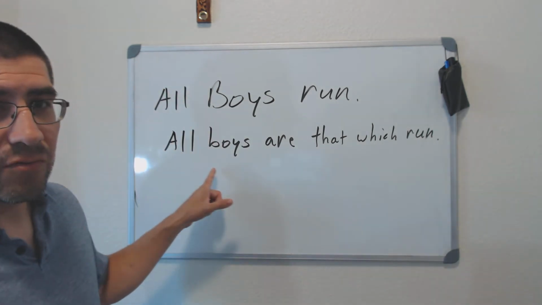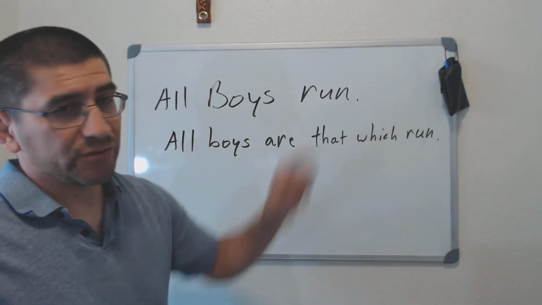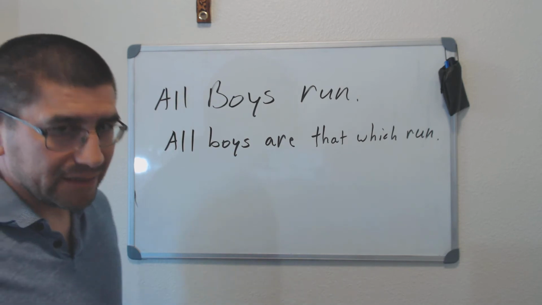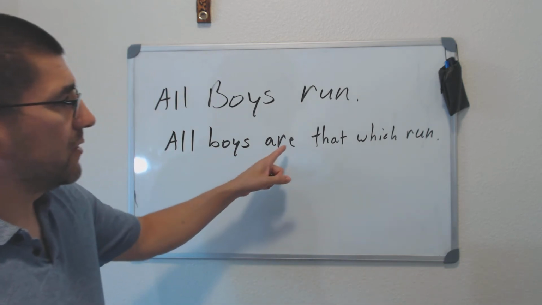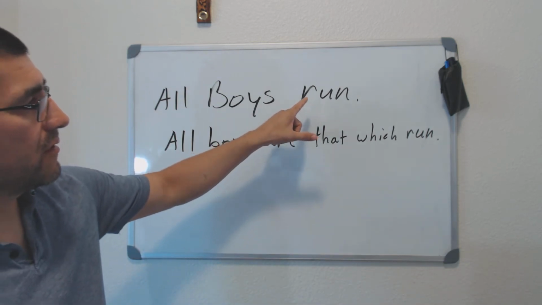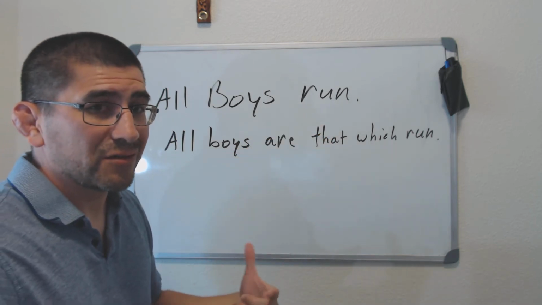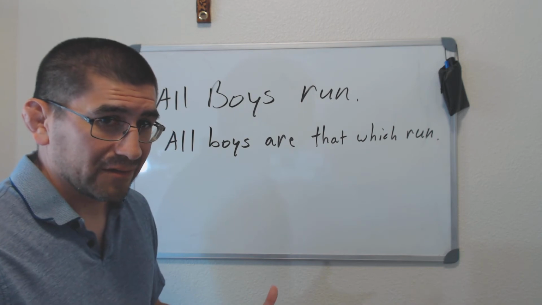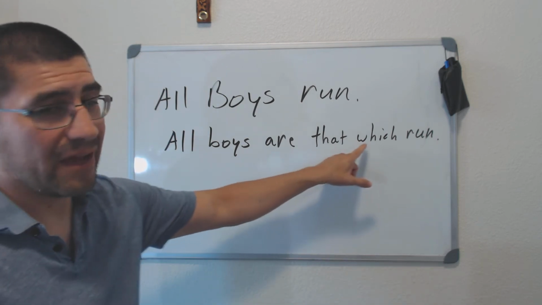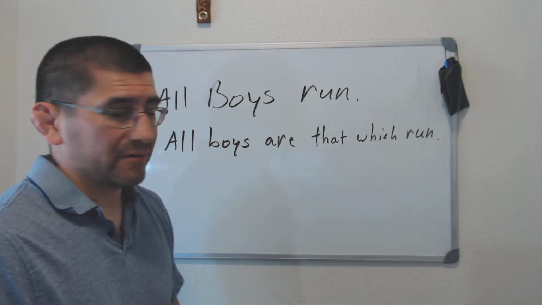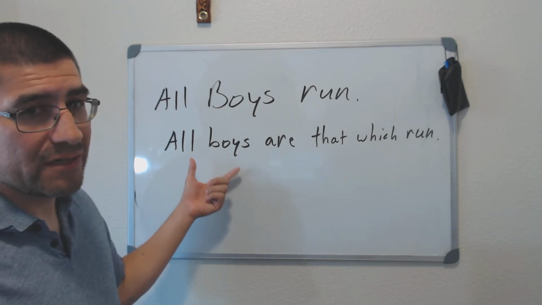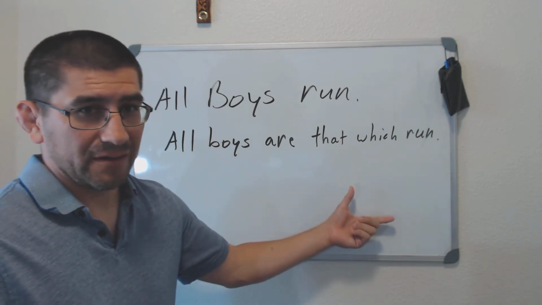So this says all boys are that which run. So all I did was I turned this predicate term into what's known as the relative clause. Okay, how do I do that? By using that which. I just said all boys are that which run.